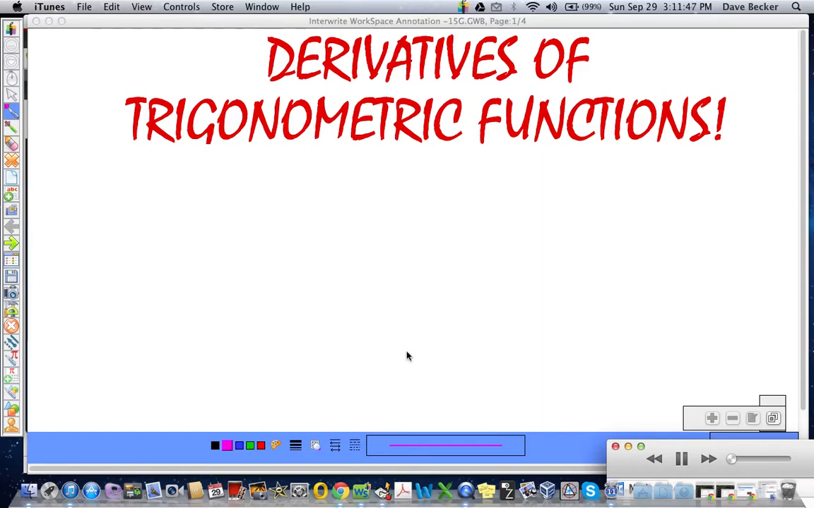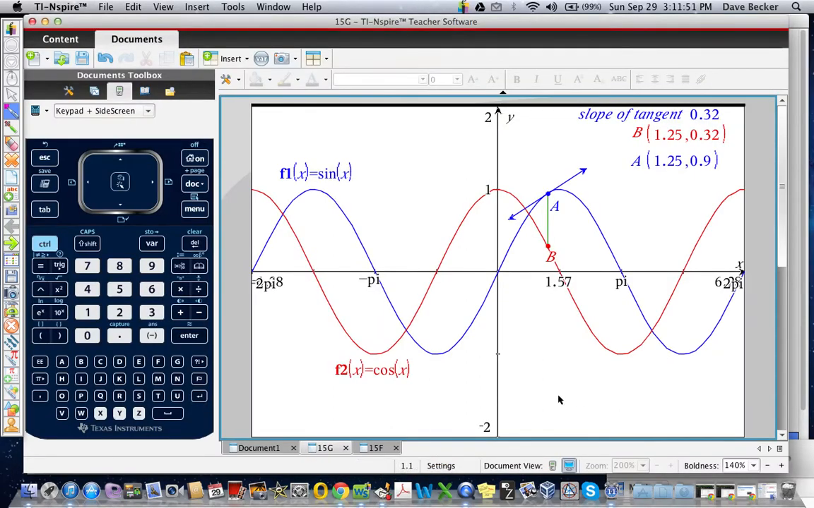So we are going to explore it visually, okay? So make sure you understand what's happening here. I have graphed sine in blue and cosine in red. And so what we're exploring is the derivative of the sine of x. And remember, the derivative is the slope of the tangent to the curve.